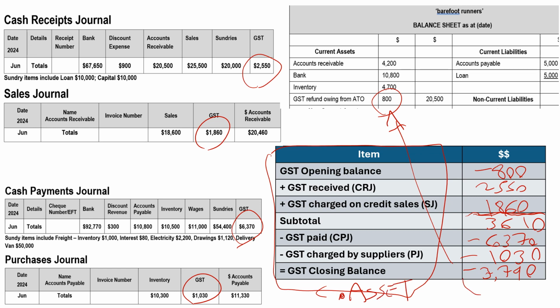The negative up here just indicates that in terms of the ATO, we don't owe the ATO money, they owe us. So therefore, that satisfies the criteria for a current asset because it represents an economic resource that will flow into the business within 12 months when the ATO settles up and gives us a GST refund.